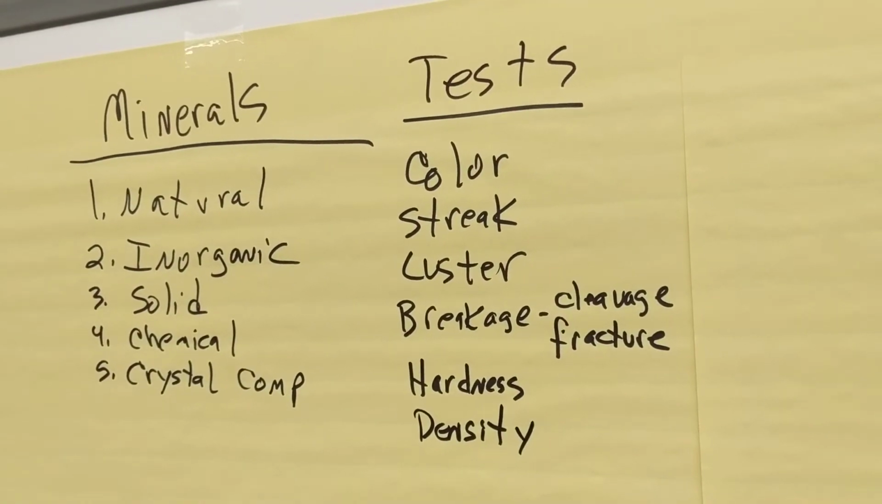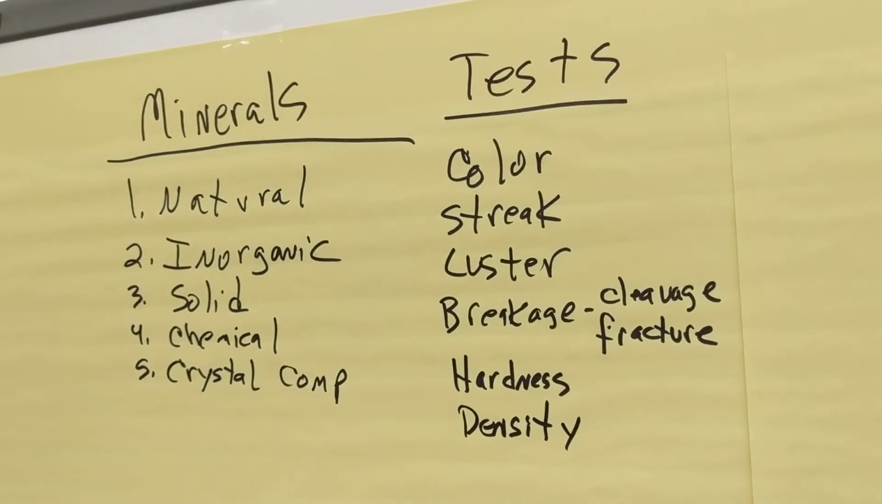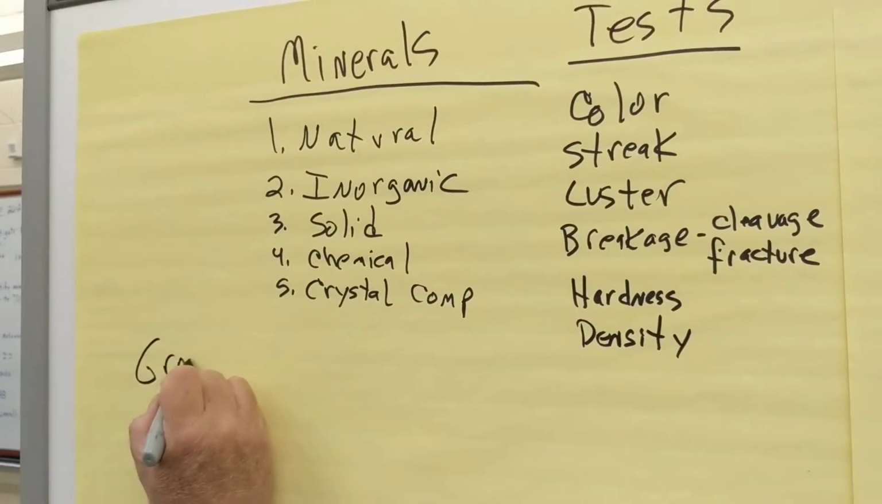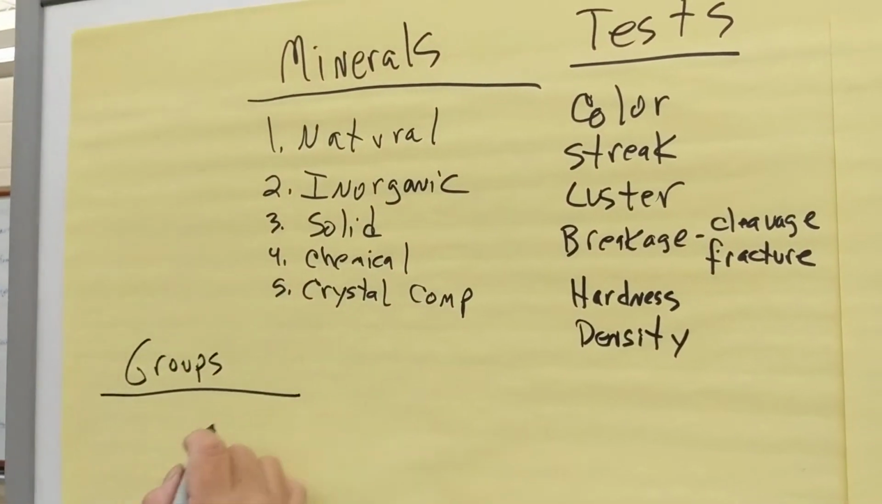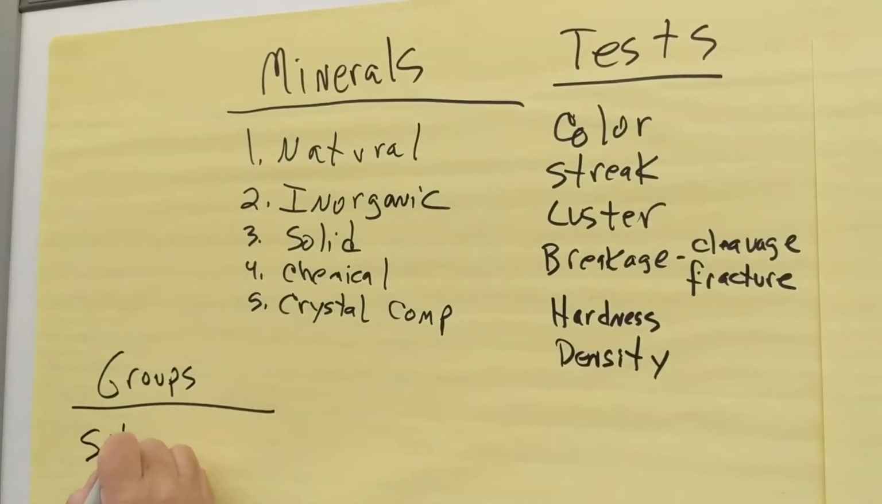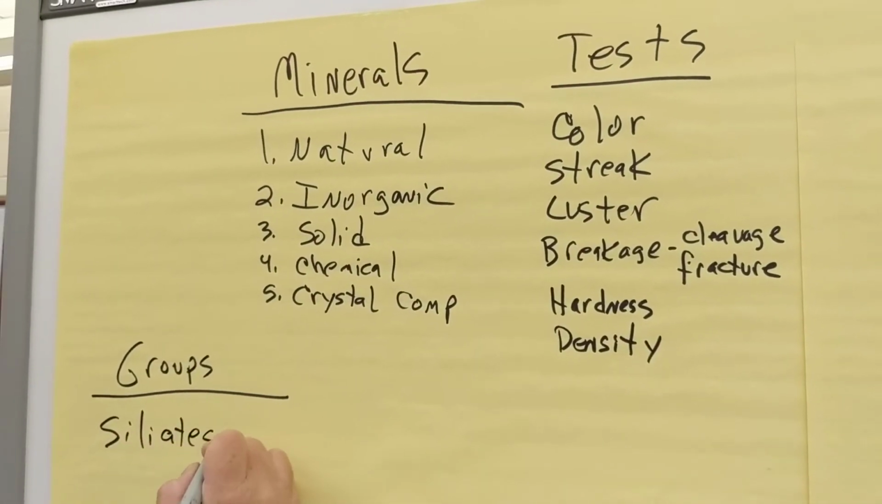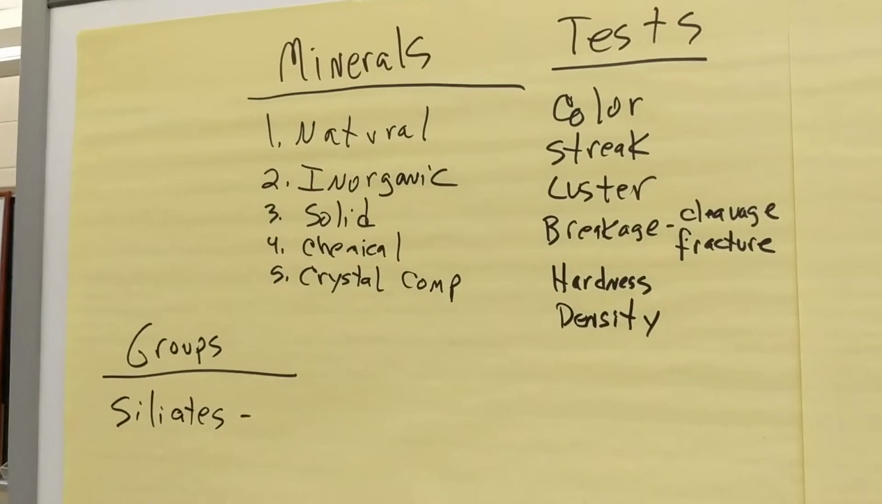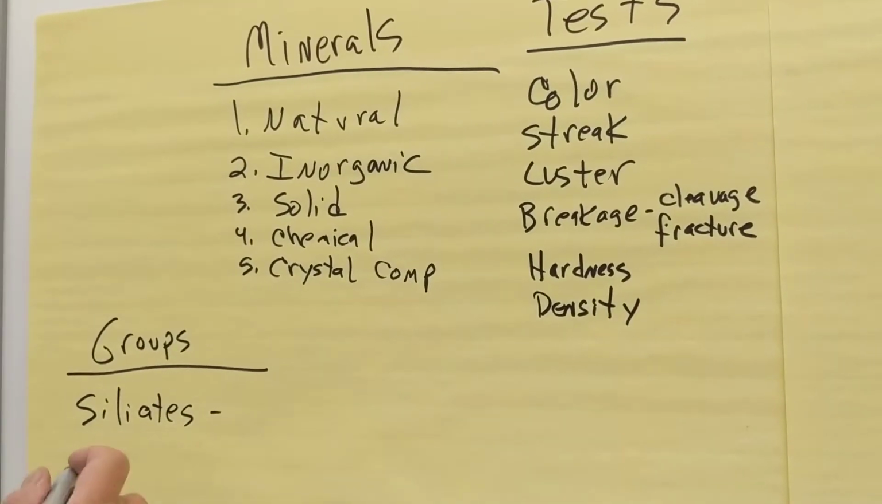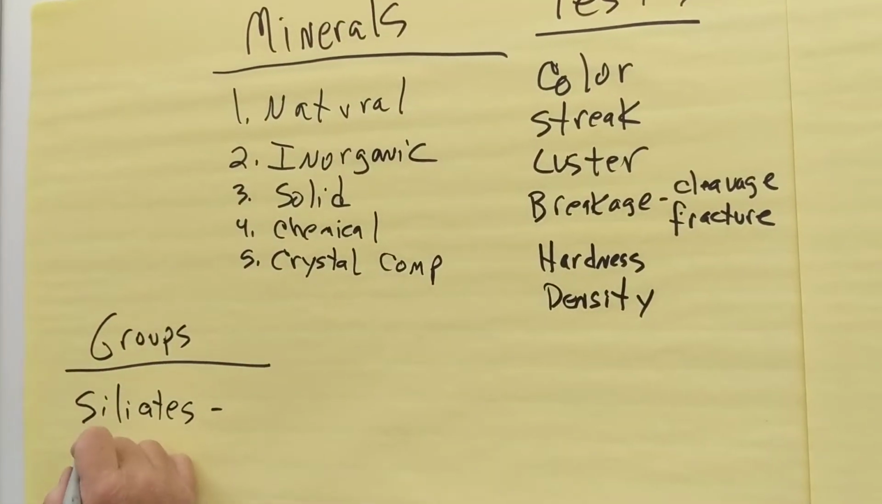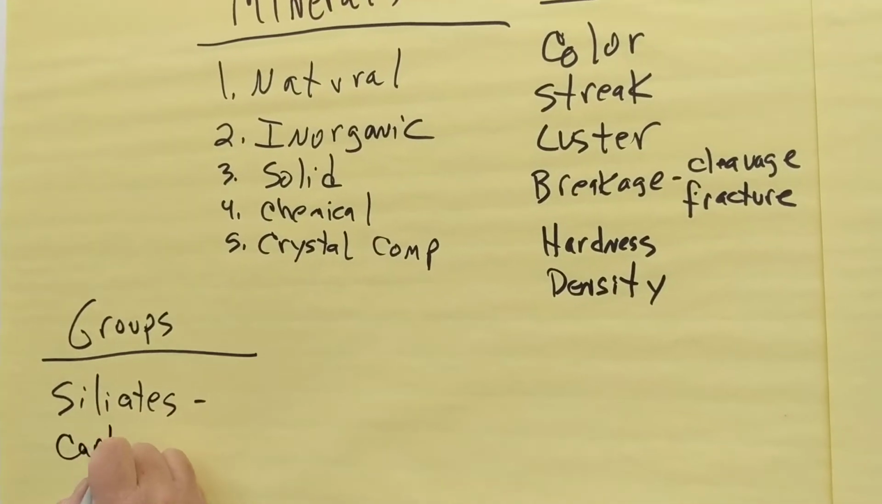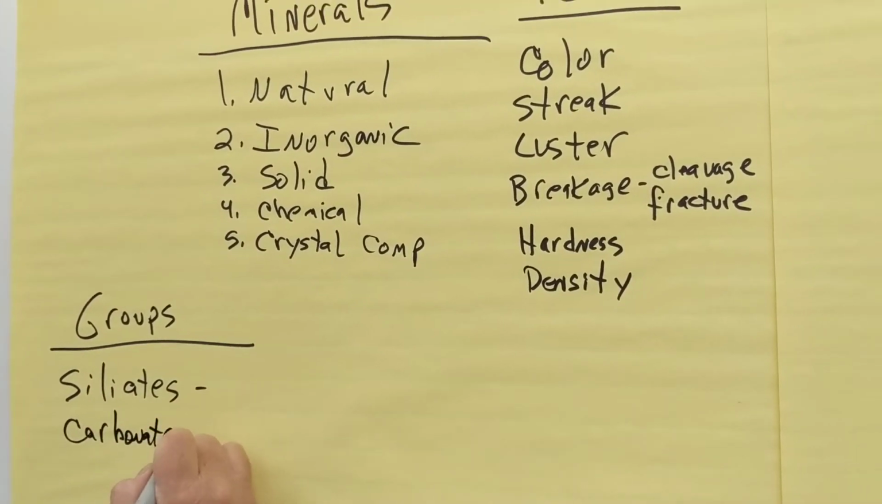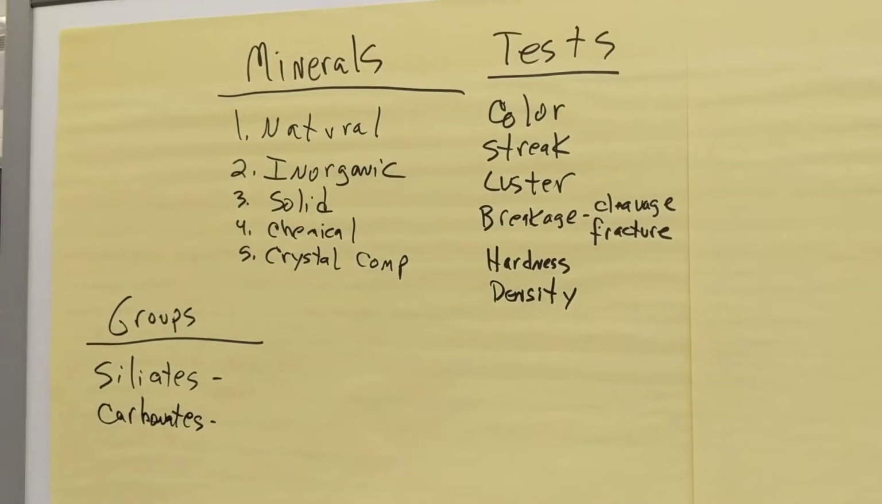All right, so we know we have different mineral groups, right? We have to know the groups. We have silicates, which is the largest mineral group we have, made of silicon and oxygen. The largest, most abundant mineral we have. Carbonates. Carbonates made of carbon and oxygen, the second most abundant.